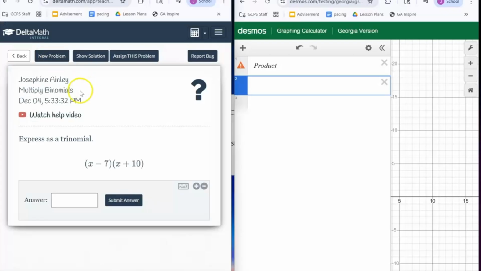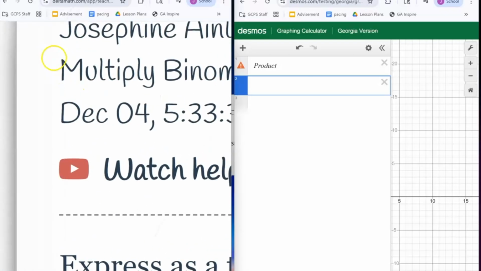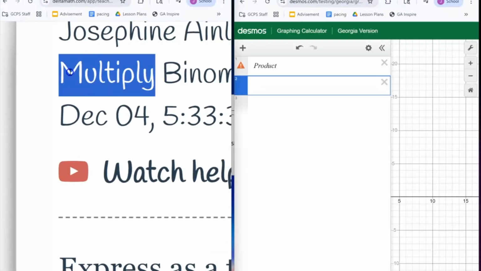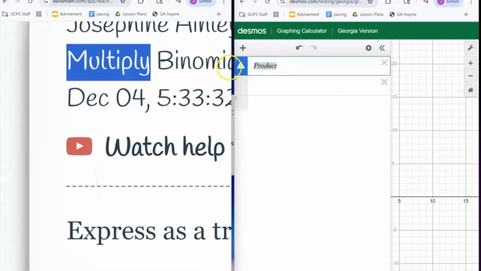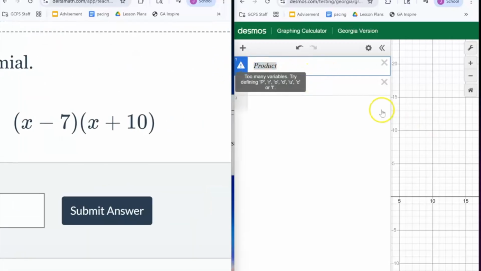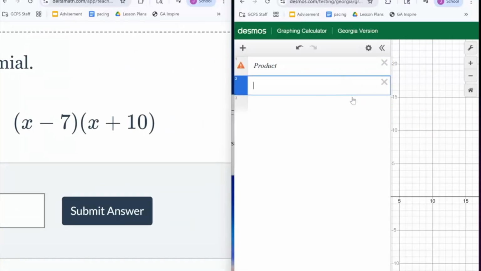All right, so we're going to take a look at multiplying binomials. And I just want to mention another word that they may use when you're taking a test: instead of multiply, they're going to say find the product. Those mean the exact same thing. So what we're going to do is type it into Desmos. That way we can do our work or check our work as we are doing our questions.